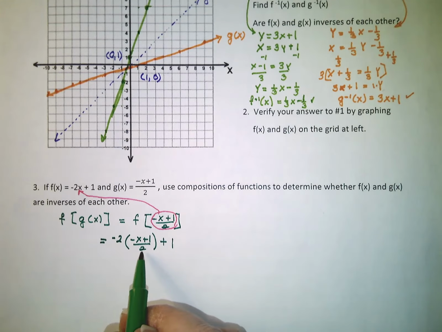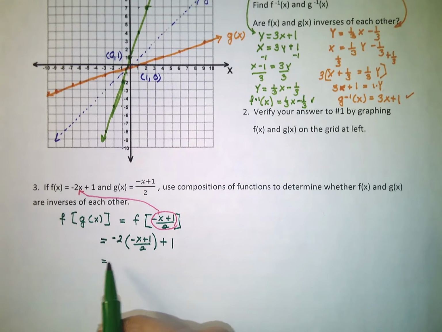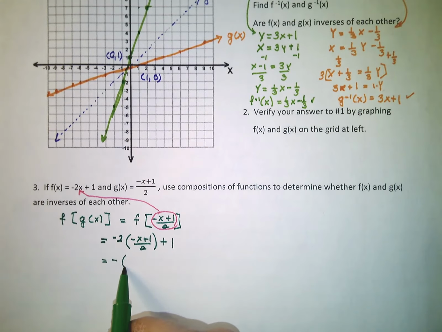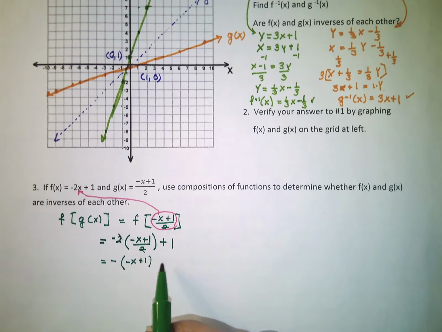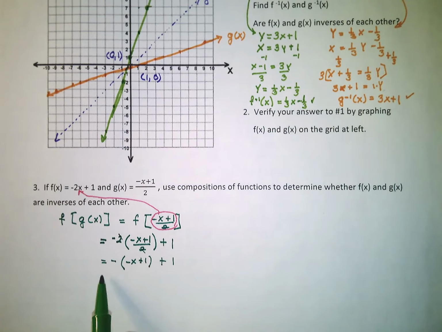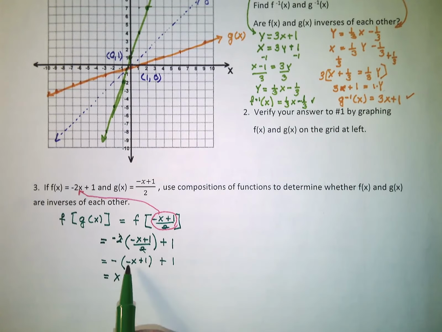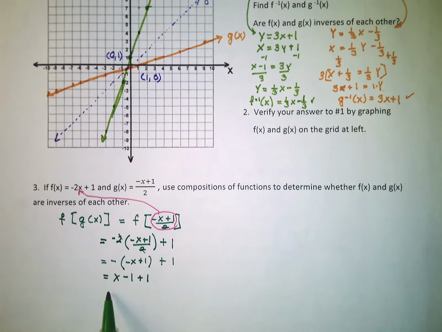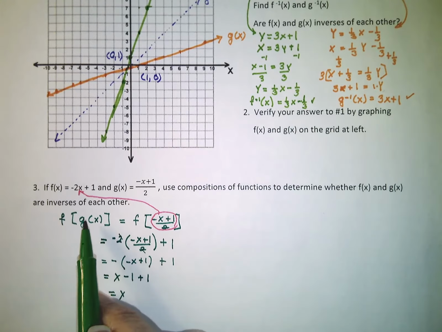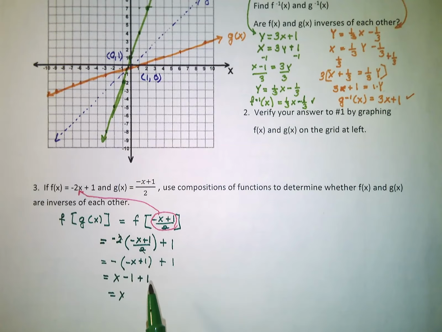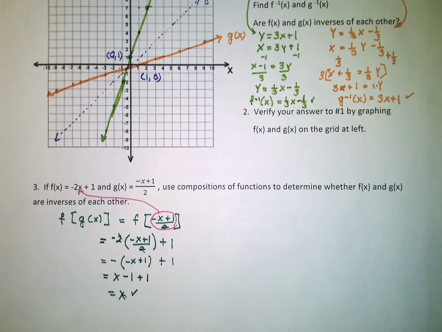Now we can cancel out these 2's. We would still have the opposite of -x plus 1. But this 2 and this 2 will cancel out. And we have the +1 on the end to bring down. And then if we take the opposite of whatever's in the parentheses here, that makes this positive x and a -1, and we still have the +1 to bring down. Well, that just comes out to x. So the f function and the g function did cancel each other out. This part works.